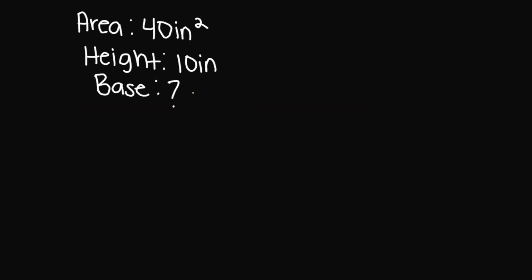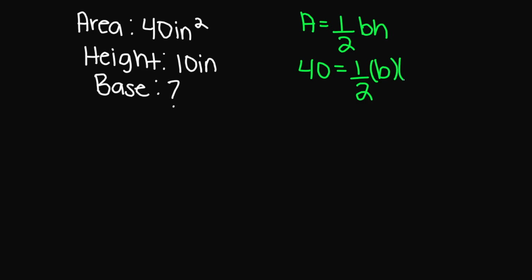So let's say we need to find the base in this example. We have our area, we have our height, and we need to find the base. So let's go ahead and plug it into our formula. So A equals 1/2 base times height. Our area is 40. We have 1/2. Our base we do need to find. And then our height is going to be 10.